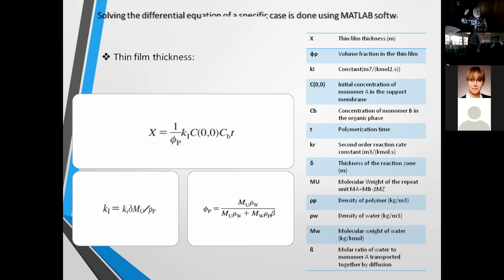And C0 is the initial concentration of monomer A, Cp is the concentration of monomer B, and t is the polymerization time. From this equation, we get the relationship between polymerization time and the thickness of the thin film. To calculate also the relationship between polymerization time and growth rate, we can use this equation, in which R is the present growth rate of the thin film.